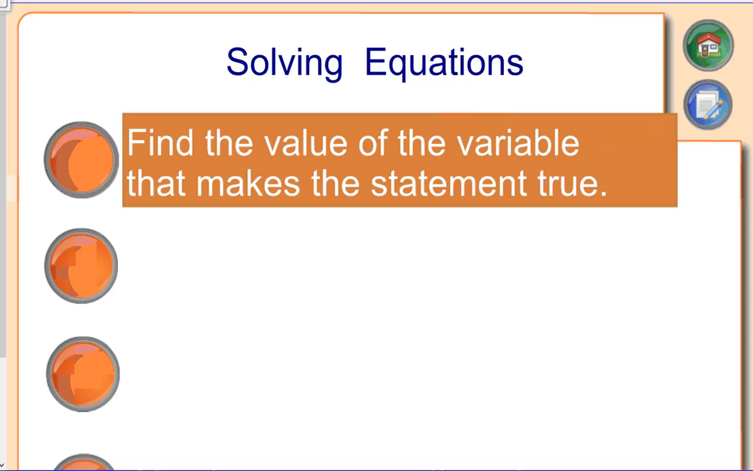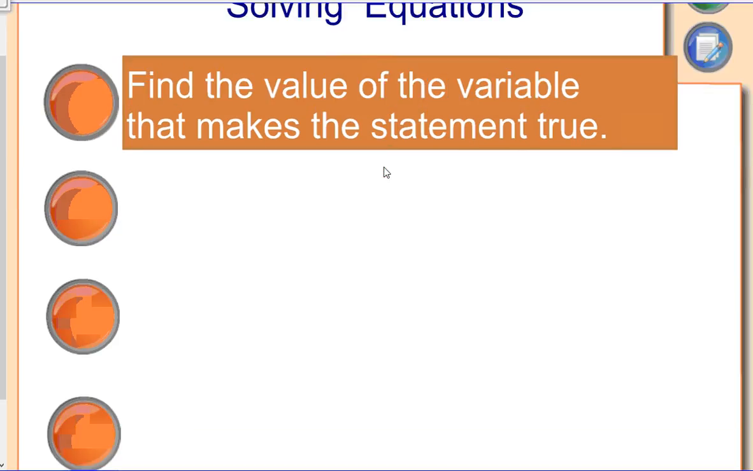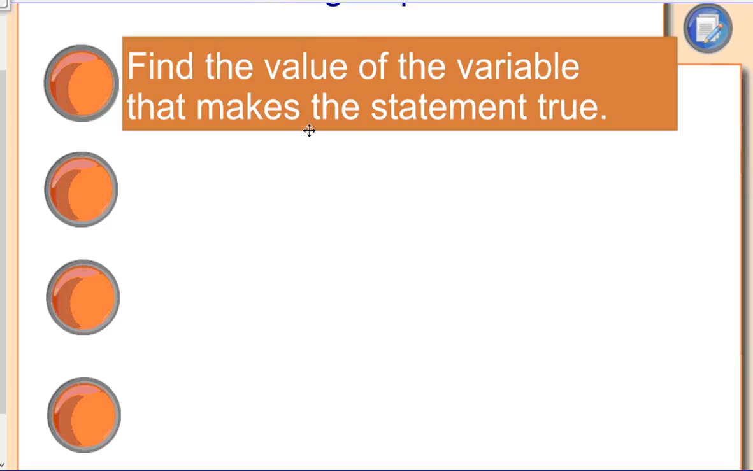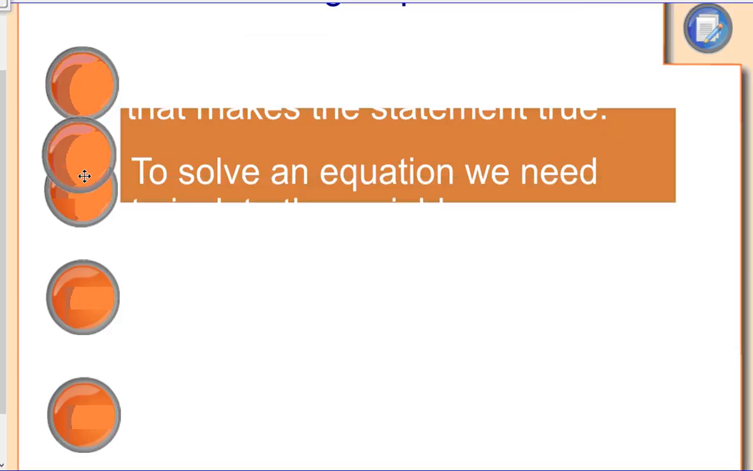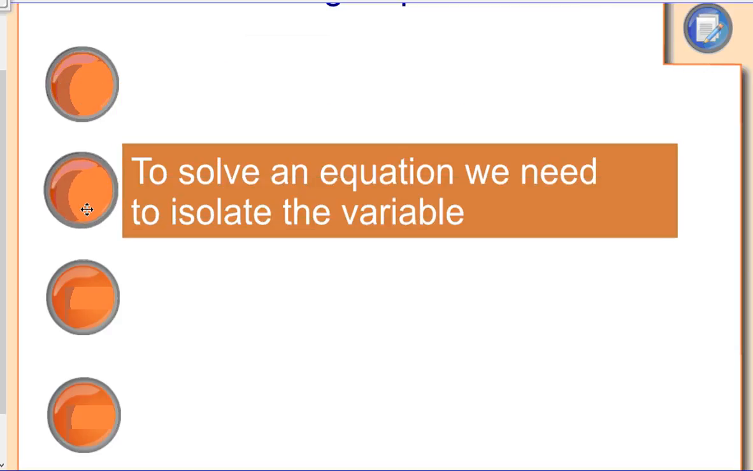Okay, so when you're solving equations, there are a few steps that you want to make sure you are following. The first is to find the value of the variable that makes the statement true. That's our overall goal. To solve an equation, we need to isolate the variable, meaning we need to get the variable or the letter by itself on one side of the equal sign. So if we have x plus 5 equals 20, we want to make sure that we get rid of the 5, so we only have the x left.